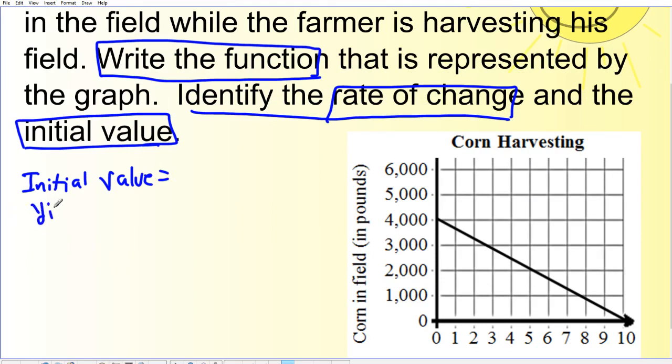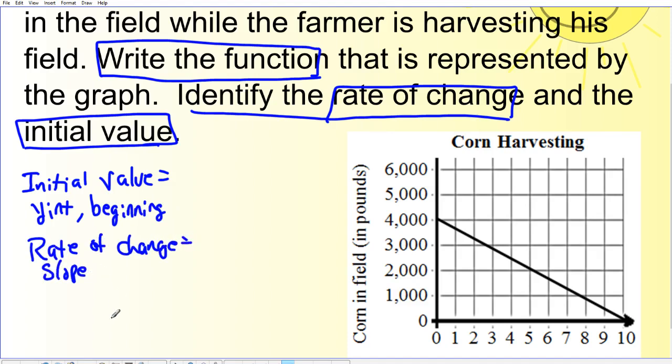Reminder, that is my y-intercept, the amount of stuff at the beginning of the problem. My rate of change. That is my slope. Also, sometimes the speed of the problem, how fast the thing is changing. And then lastly, I need my equation in slope-intercept form.